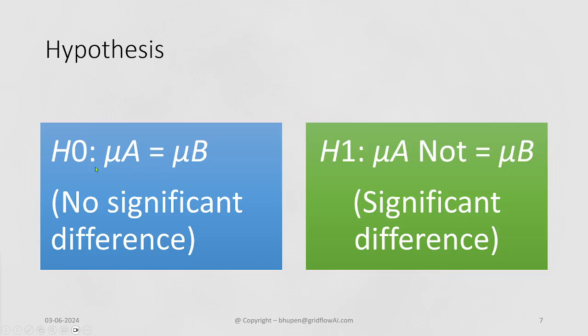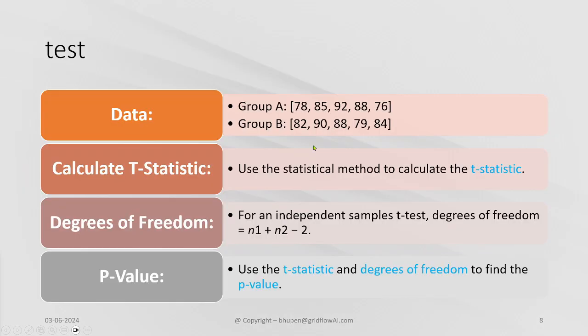So the hypothesis is that the mean of group A is the same or similar to the mean of group B, with no significant difference. That is the starting point, and that is how we set the null hypothesis. Then the alternate hypothesis is what we, as researchers or data scientists, would like to find out: whether there is any significant difference between the two. So let's say group A has scores like this and group B has scores like this.